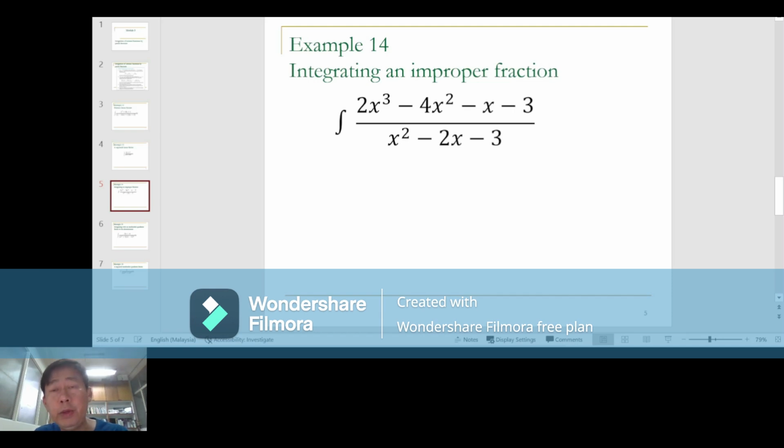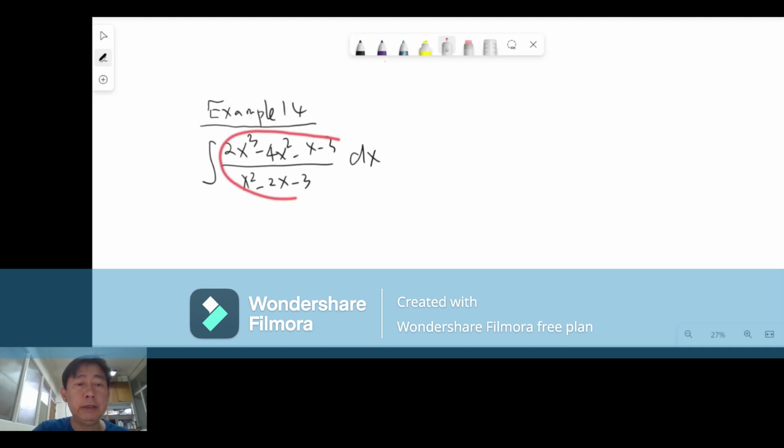In this video, we are going to discuss the method of performing an integration on an improper fractional function as seen in example 14. The fractional function to be integrated in this example 14 is an improper fraction. It is improper because the order of the polynomial in the numerator is larger than the order of the polynomial in the denominator. To perform the integration, we have to first reduce the improper fractional function into a proper one.